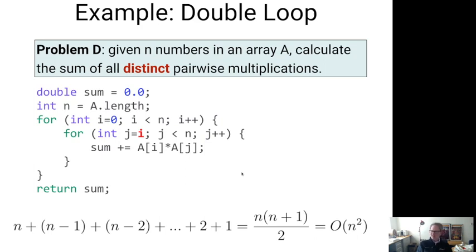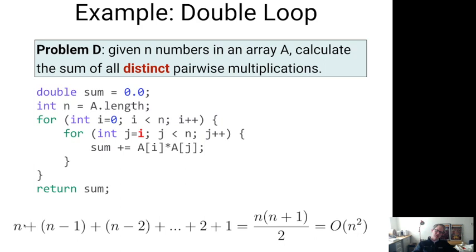In some sense, you can think about it approximately this way: the outer loop runs n times, and the inner loop runs an average of about n over 2 times, because at the beginning it runs n times and the last one runs 1 time. It's not exactly that, but pretty close.